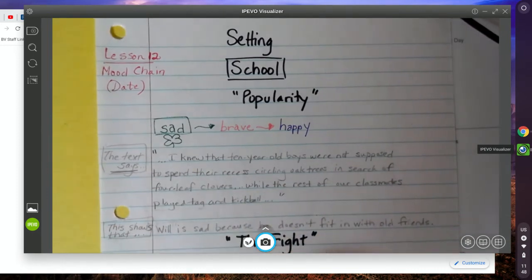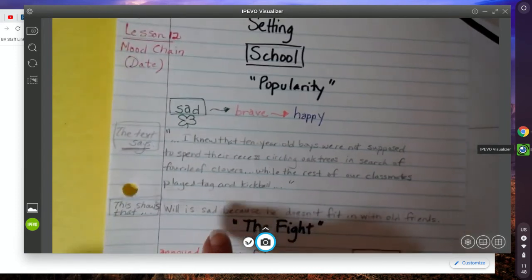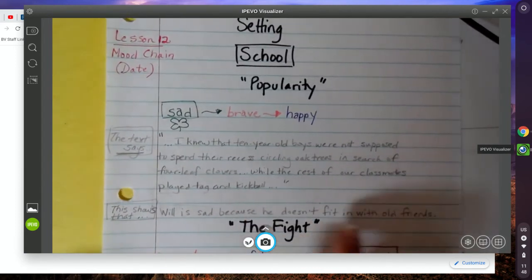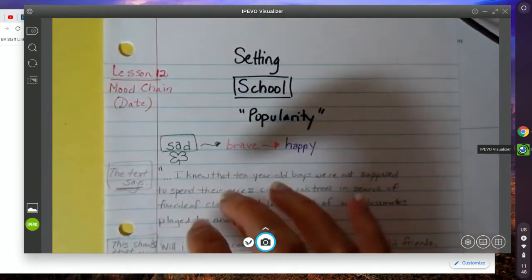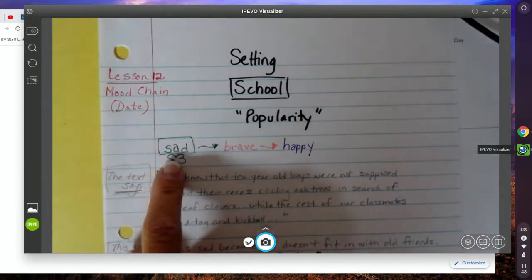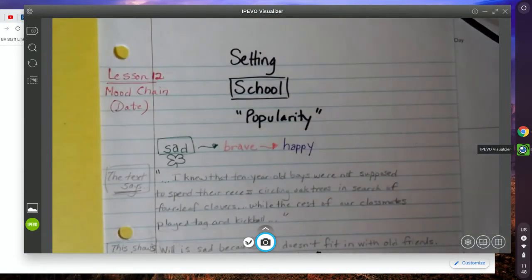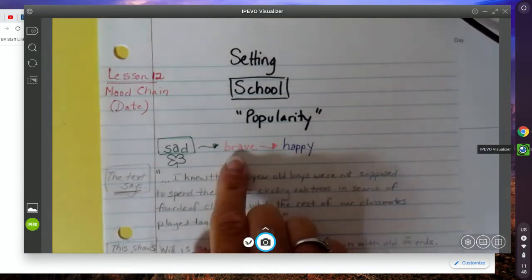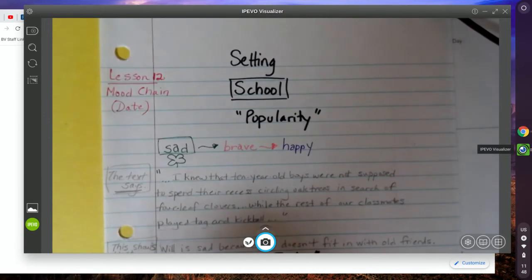This shows that, so here's my explanation. Will is sad because he doesn't fit in with old friends. All right, so that's how I know. I wanted to just give you the evidence and explain how I know that Will is sad in the beginning. All right. And so that's the mood. It's sad. All right. And then it's got like this brave feeling to it. Right. And then happy. Because remember, Will becomes popular towards the end.